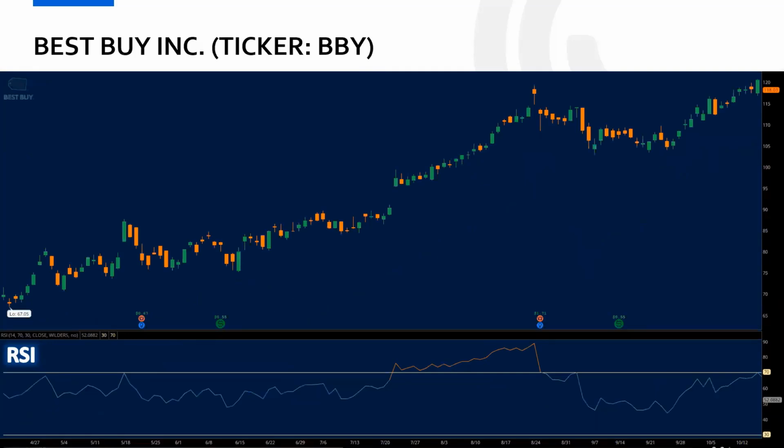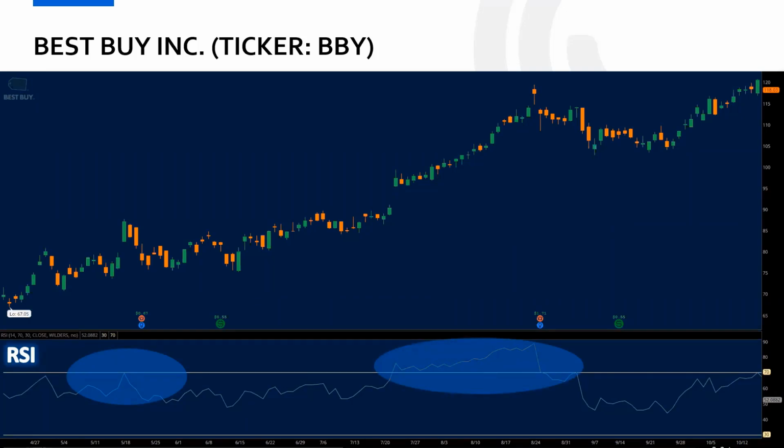Here's another example. This is Best Buy, ticker BBY, another daily chart here. So we've got the RSI, and you'll notice that the RSI was kind of in that overbought territory for a good number of months. In May, it was just bumping right up against that 70 overbought level, and then finally broke through it in late July and stayed above 70 for well over a month.